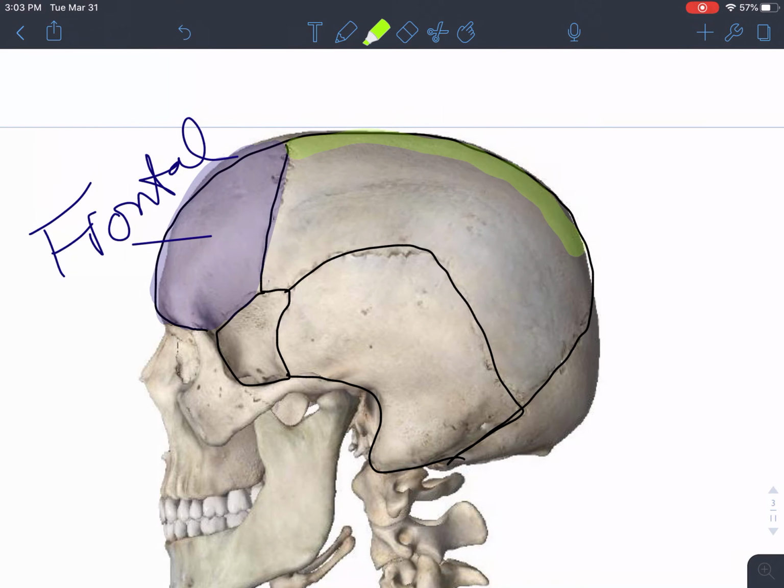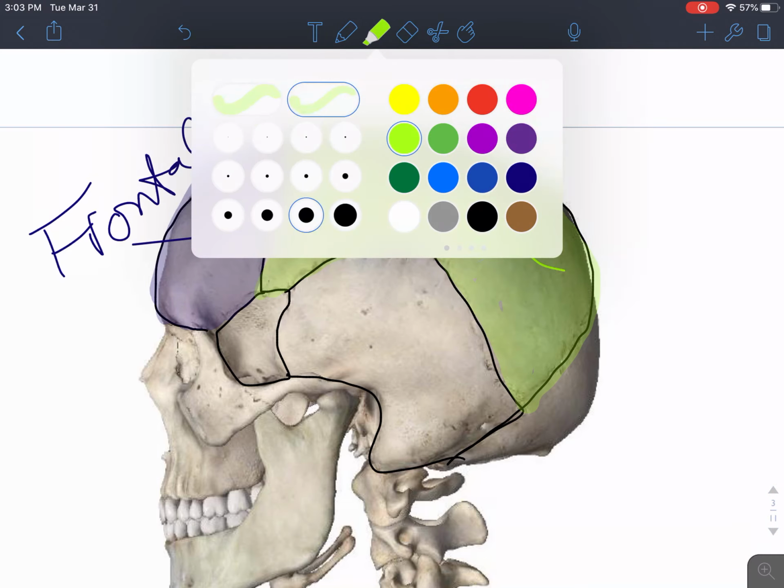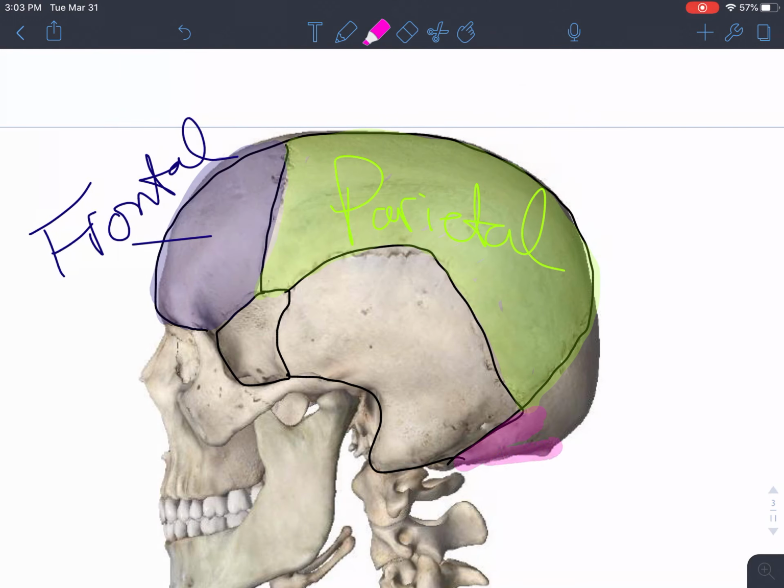And then we got this big one, kind of on the superior lateral aspect of the skull, cranial bone. So this one right here is called your parietal. Good. And then the skull bone that's on the posterior inferior aspect, so it would be back here, that one right there is called your occipital bone.